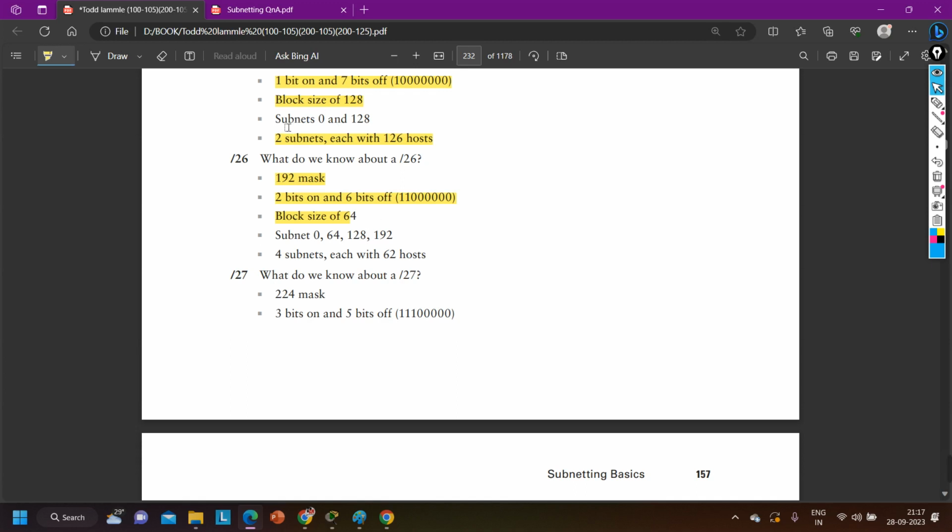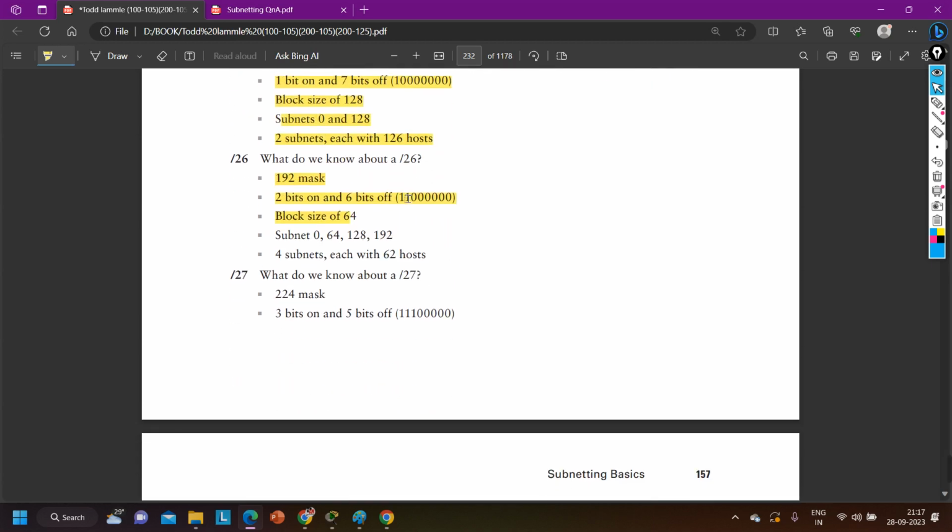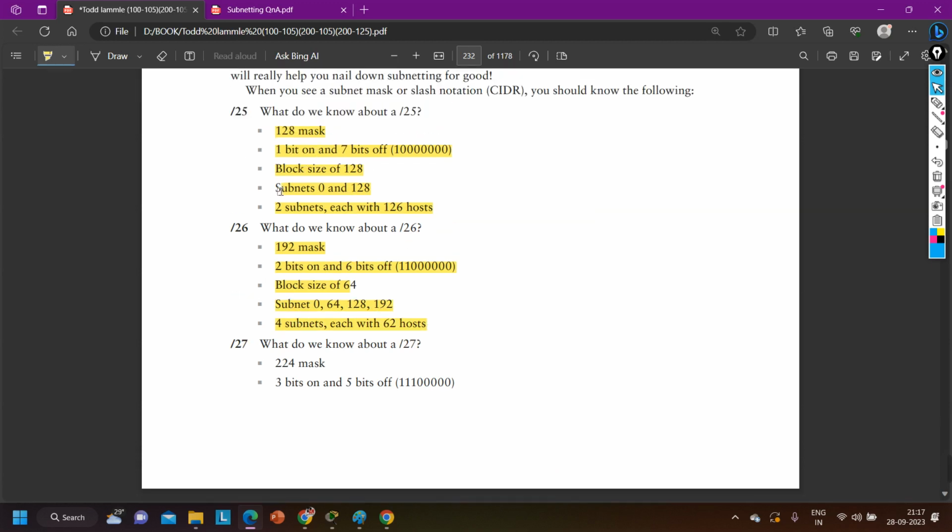Sir, in the last one, the second subnet 0, 128, correct? It looks like it is the starting of the subnet. By the way, this is not the question, this is the answer of the slash value. So for slash 26, you will have subnets 0, 64, 128 and 192. 191 is also correct. Is it clear to all how we are calculating this?